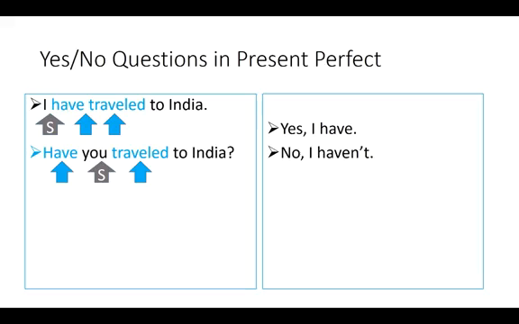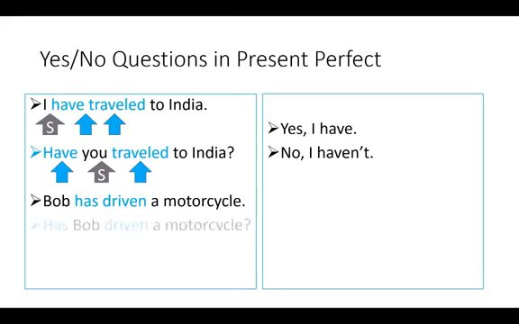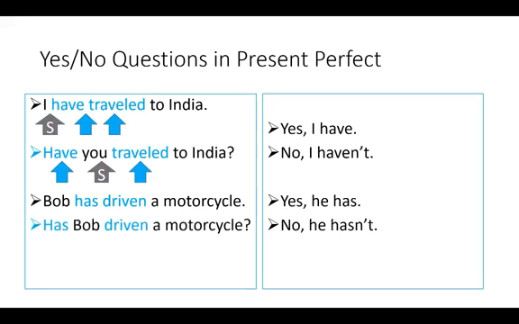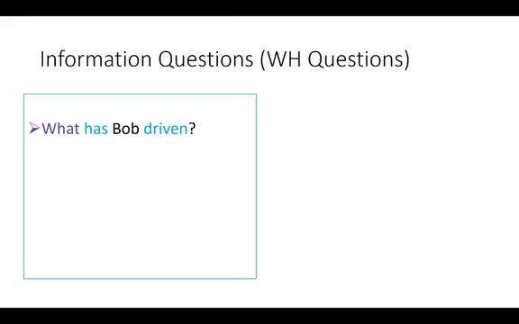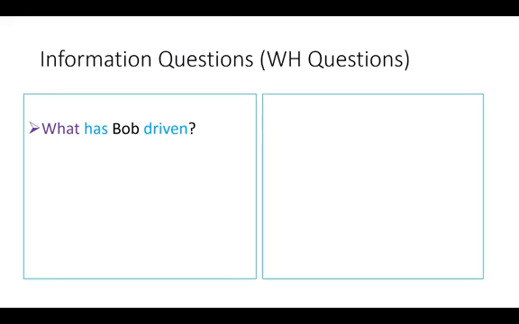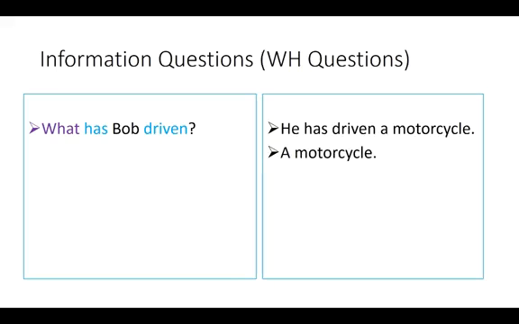If we have a third-person singular subject, remember to use has instead of have. For example, has Bob driven a motorcycle? Correct answers are, yes, he has, or no, he hasn't. Now let's look at information questions, also called WH questions. What has Bob driven? To this question, we can answer, he has driven a motorcycle, or a motorcycle.